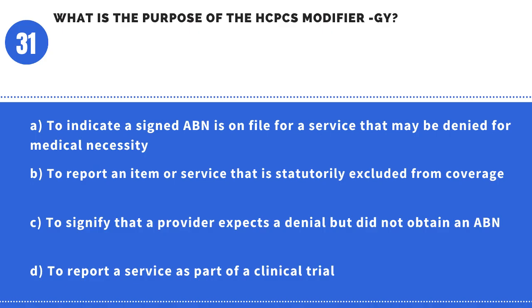What is the purpose of the HCPCS modifier, GY? A. To indicate a signed ABN is on file for a service that may be denied for medical necessity. B. To report an item or service that is statutorily excluded from coverage. C. To signify that a provider expects a denial but did not obtain an ABN. D. To report a service as part of a clinical trial.